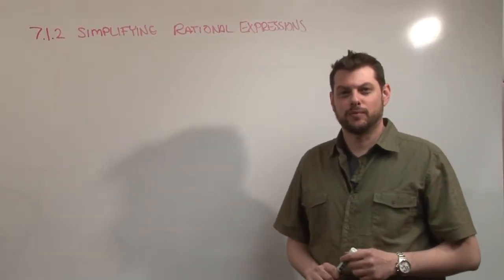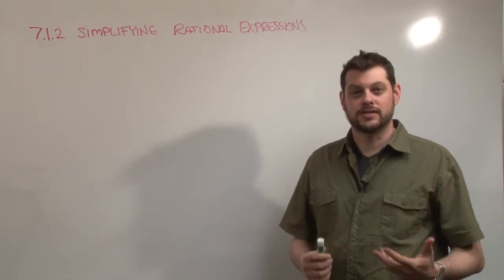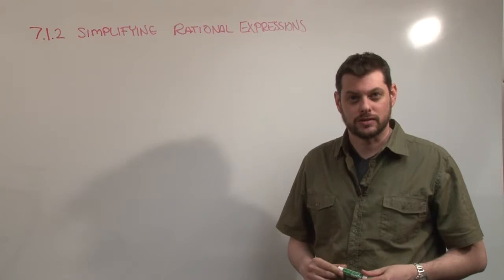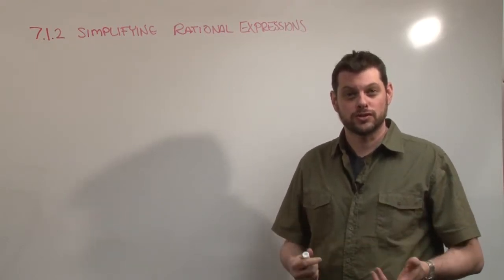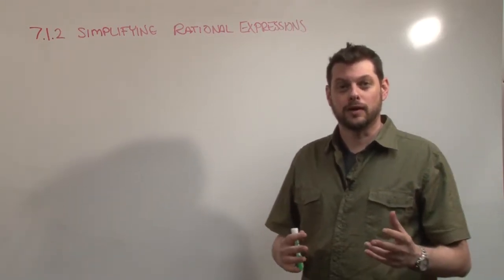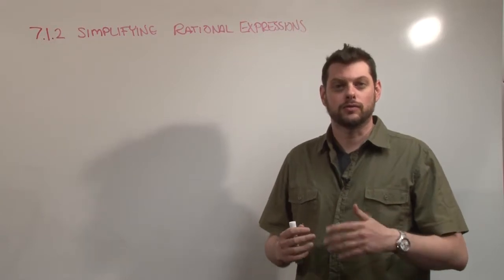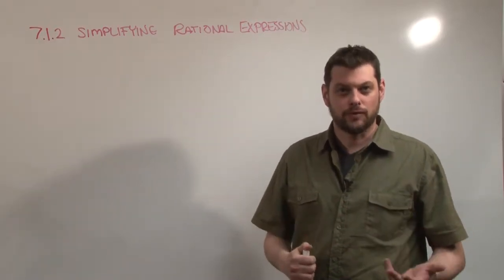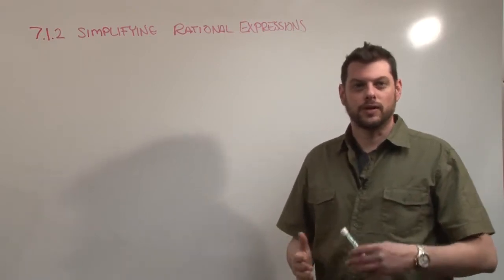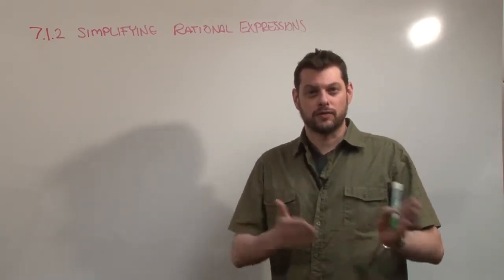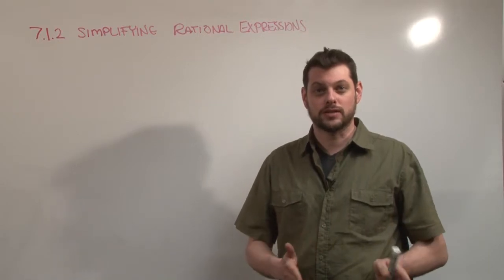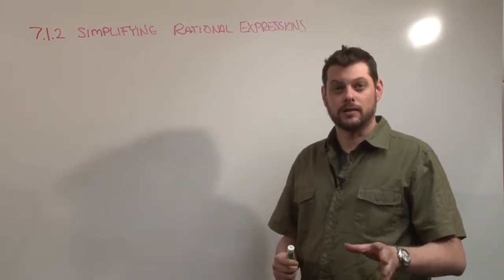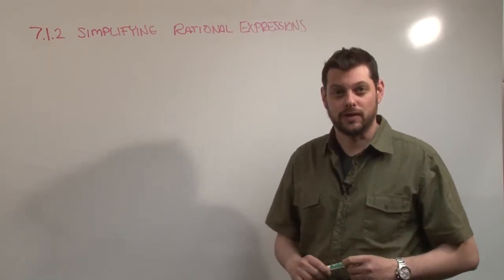Continuing with section 7.1, we're going to address the second half of this section, which involves simplifying rational expressions. For those of you who are just joining us, I wanted to explain the difference between rational functions and simplifying rational expressions. If you want to know what a rational function is, I'll refer you back to 7.1 subsection 1, the previous video. And if you're looking for how to simplify rational expressions, you've come to the right video.